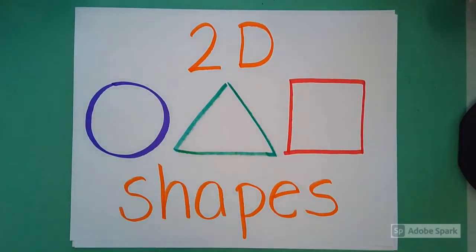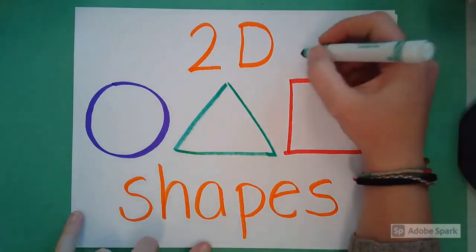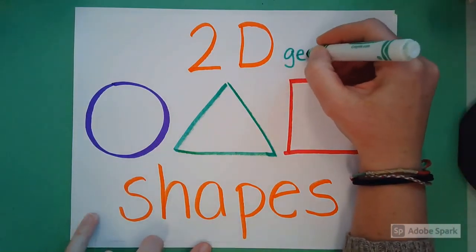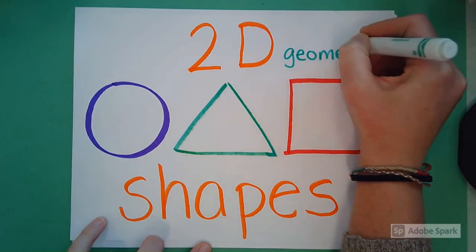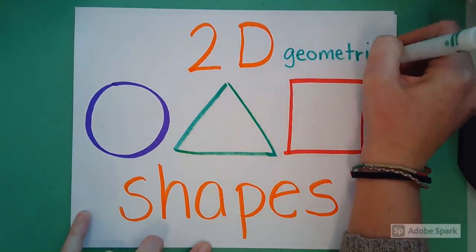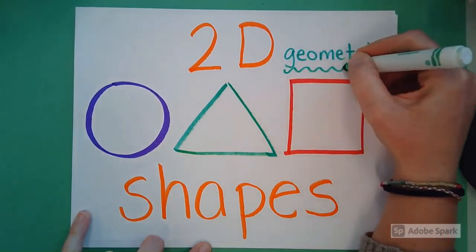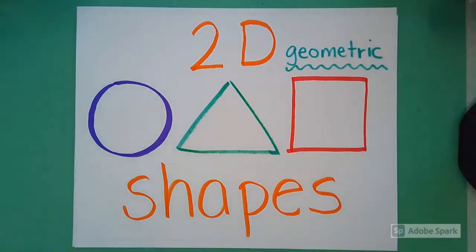These are also called a geometric shape. A geometric shape is a shape that has rules, like geometry. A circle is always round, a triangle always has 3 points, and a square always has 4 sides that are the same length and 4 right angles.